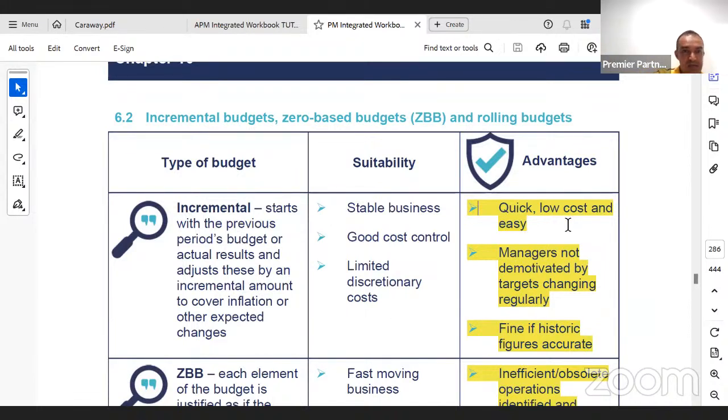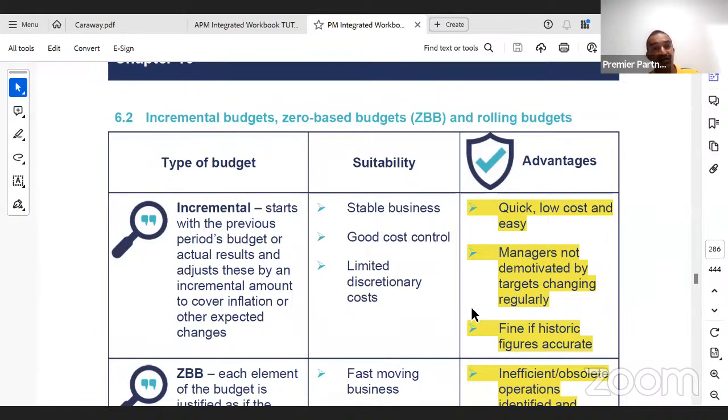Quick, low cost and easy. Managers are not demotivated by targets changing regularly, right? Because it's going on in a smooth incremental fashion. Fine if historic figures are accurate. If historic figures are not accurate, then it's a problem. Now here you see you have 6 points already. Then you also bring in what? The negatives of incremental budgeting.